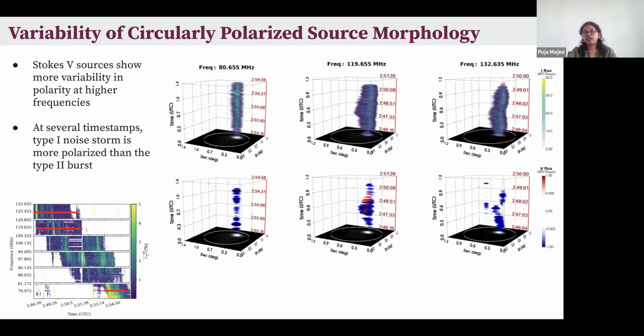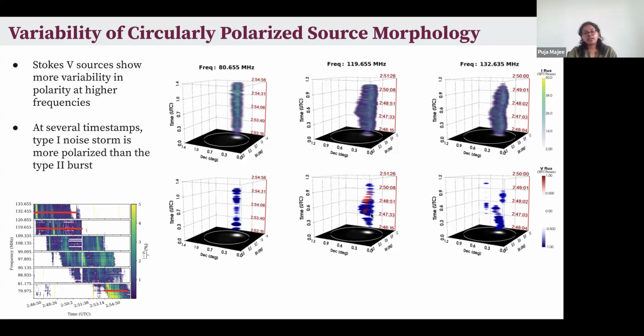So if you look at the colors, the blue ones are the negative polarities, and the red ones are the positive polarities. As I said, these are the three different frequencies, shown here with the red colors. And if you see in the Stokes I emissions, you would see variability in flux, also in the source, but that is again higher at the high frequencies. But at the low frequency, it's not much variable, it's quite stable.